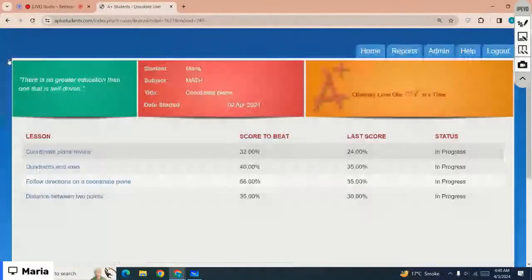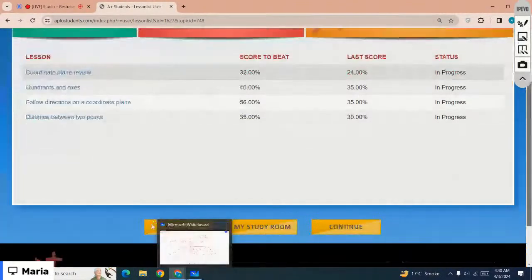So we were working on math. The chapter we're working on is coordinate plane. The lessons we have covered today are coordinate plane review, quadrants and axis, follow directions on a coordinate plane and distance between 2 points. So please make sure that by the next session you complete all the practice questions for the lessons we did today. That is your homework until next session, right?